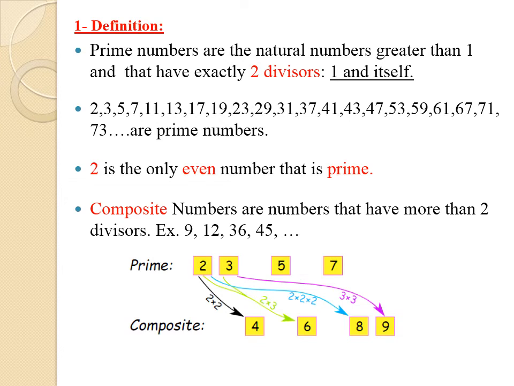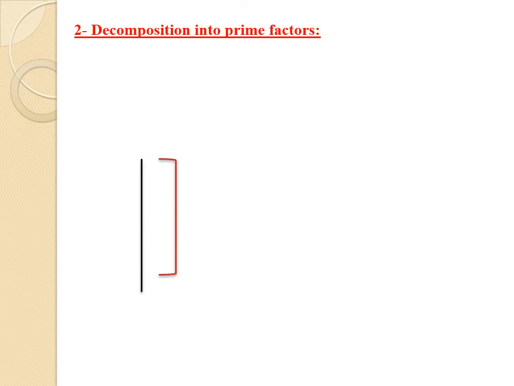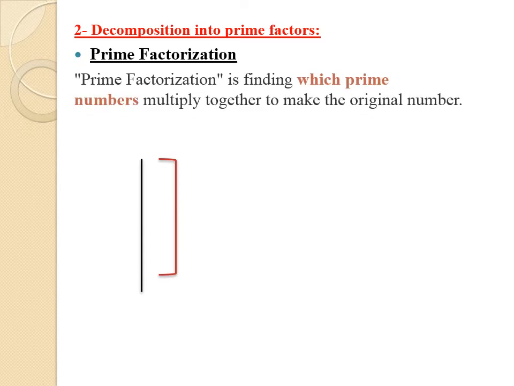Okay. Now, how to decompose into prime factors. This process is called prime factorization. It's a way of writing to find what prime numbers we multiply together to make the original number. What is prime factorization? It's a process to find, for example for 48, which prime numbers I have to multiply together to get 48.